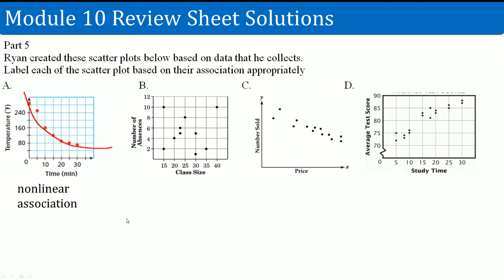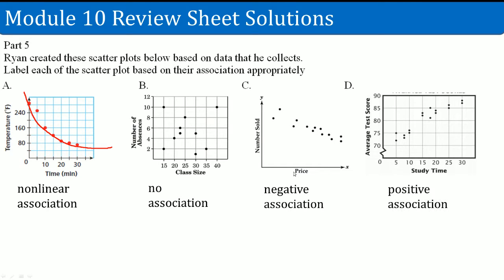B, the number of absences and the class size, it looks like it's all random, so we would say that has no association. The number sold and the price, it looks like it is going down, so that has a negative association. And your study time and your average test score looks like it is increasing. So the more study time you have, the higher your test grade is. That's going to have a positive association.